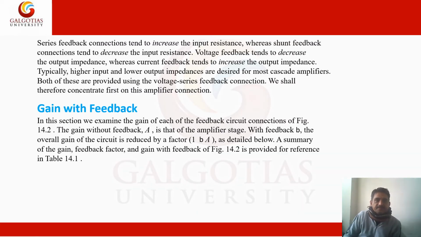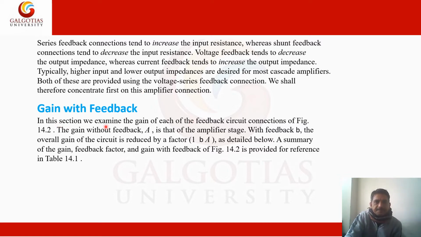4 topologies. Series feedback connections tend to increase the input resistance, whereas shunt connections tend to decrease the input resistance. Voltage feedback tends to decrease the output impedance, whereas current series feedback tends to increase the output impedance. Typically, higher input and lower output impedances are desired for cascading. Most electronic and electrical circuitry, if you are cascading it, connecting with another network, high input impedance and low output impedance is desirable in all cases. Both of these are provided using the voltage series feedback connection.